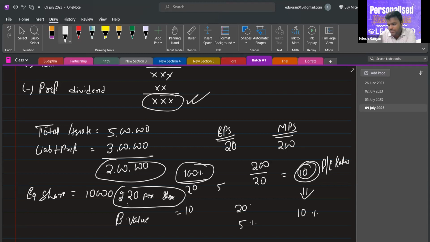Let me check one. You can see it also on net. Book value per share of this, taking time.